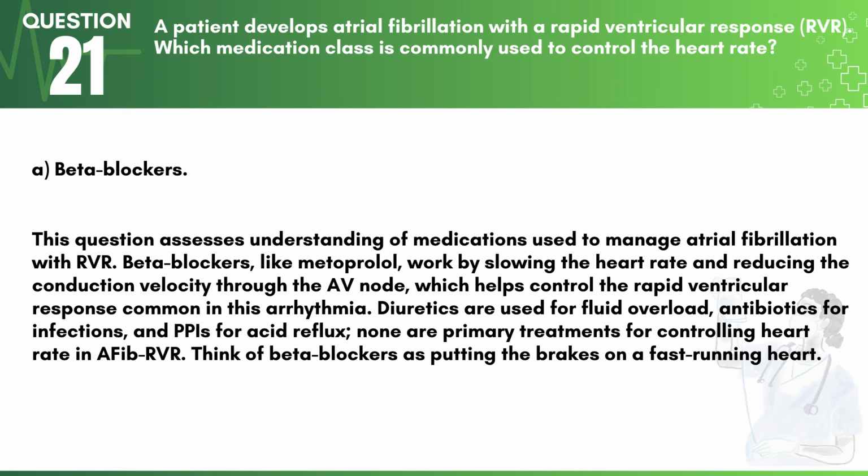Diuretics are used for fluid overload, antibiotics for infections, and PPIs for acid reflux. None are primary treatments for controlling heart rate in AFib RVR. Think of beta blockers as putting the brakes on a fast-running heart.